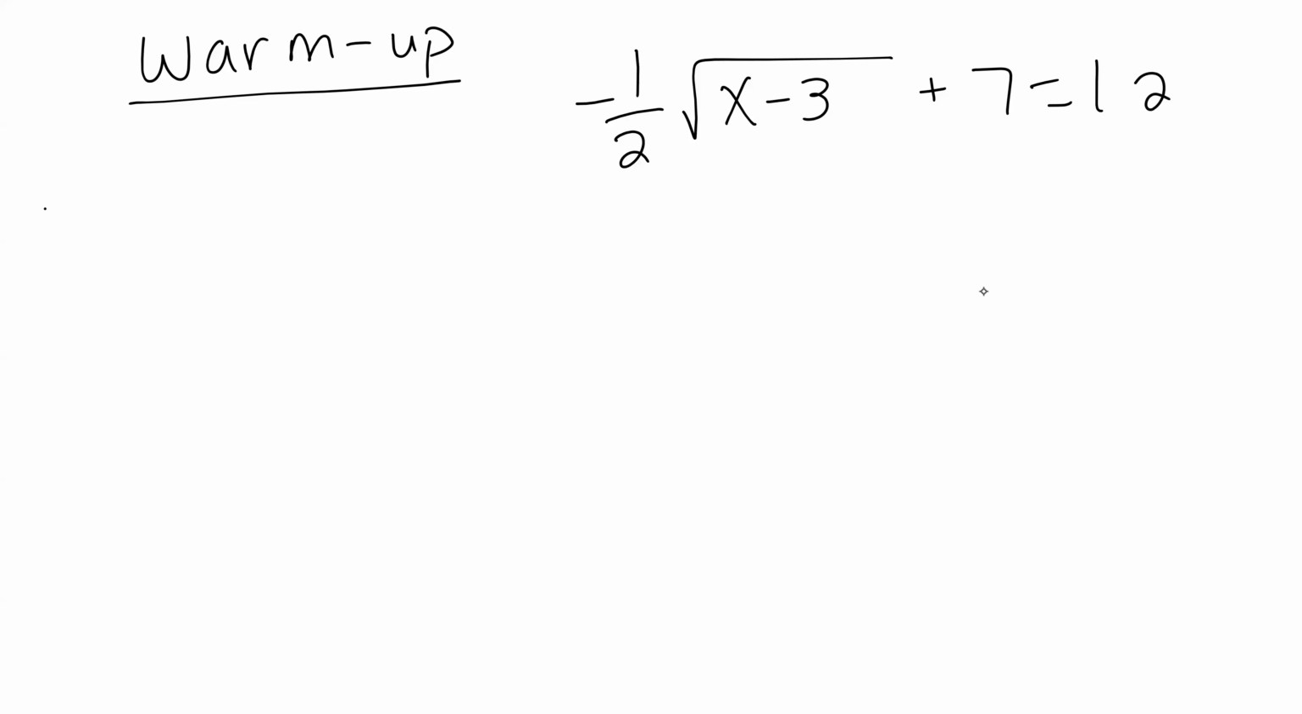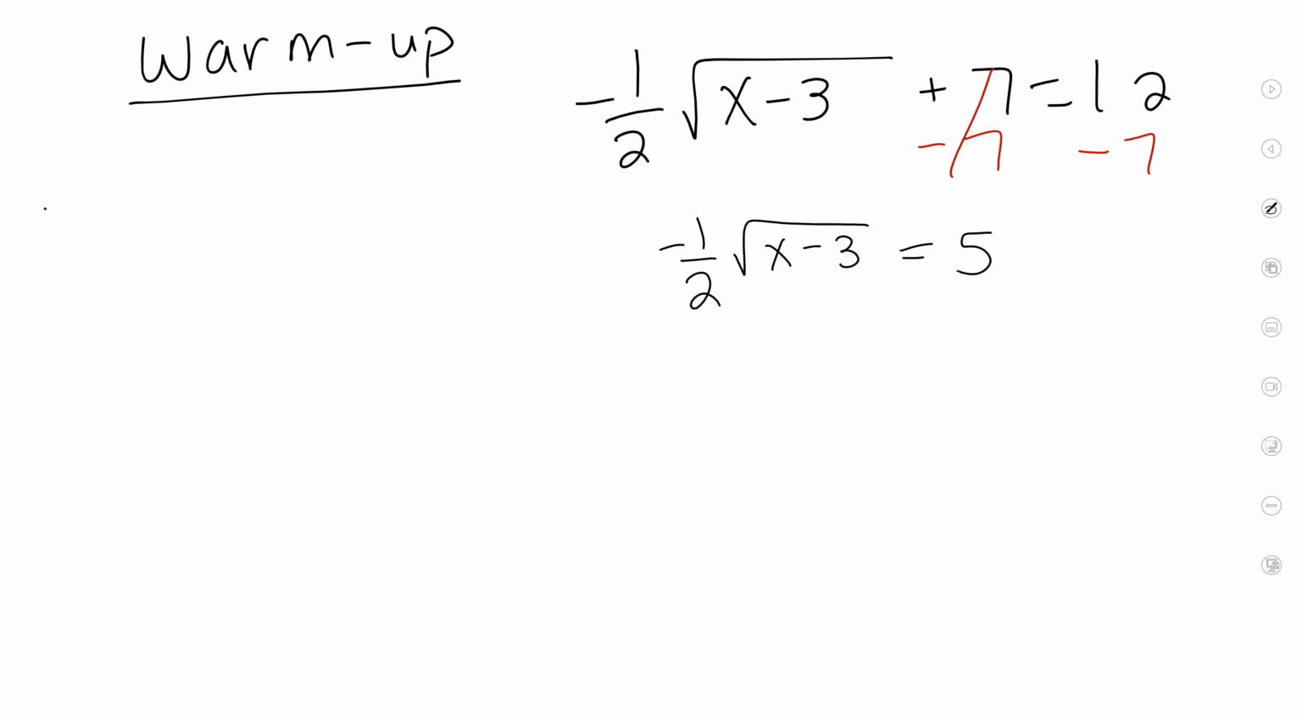Okay, so to solve the warm-up, Danielle, what do I do first? Good. Subtract 7 from both sides. So everyone write what we're left over with. We're left with -1/2 times the square root of x minus 3 equals 12 minus 7, which is 5.